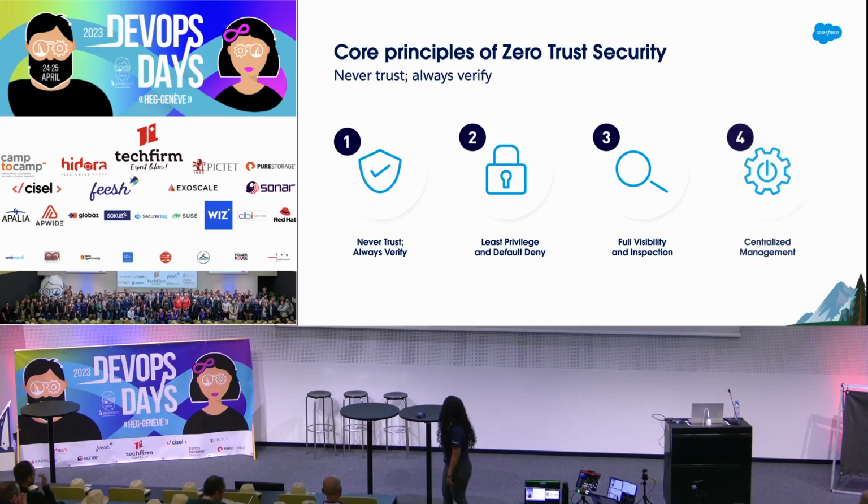And the last one, centralized management. This comes along with my previous point: we are having so many end systems, right? Different end systems have different APIs, and they're all scattered over different clouds.